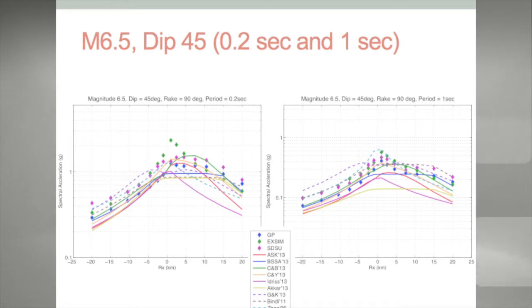This is the magnitude 6.5 with a dip of 45 degrees at 0.2 seconds and 1 second, and we're starting to see a little bit more variability. I don't know that much about the G&K method, but I noticed that they do have sort of an M shape through here. They're coming back down the other side. There's something that I need to look at a little bit more. You can see the XM is reaching very high up through, and then comes back down very steeply on the other side. We saw that in some of our other slides.